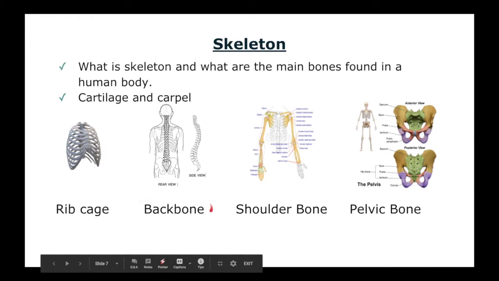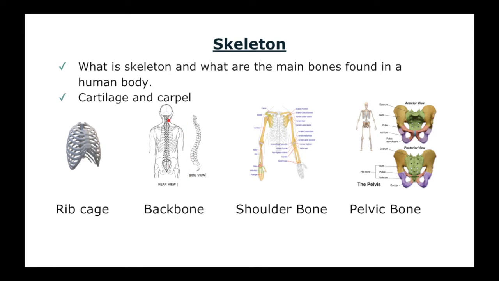The next bone is the backbone. The backbone extends from just below the brain to the back of the pelvic bone. Okay, so this backbone is made up of small pieces of bone. Each and every piece of this backbone, we call it a vertebra.